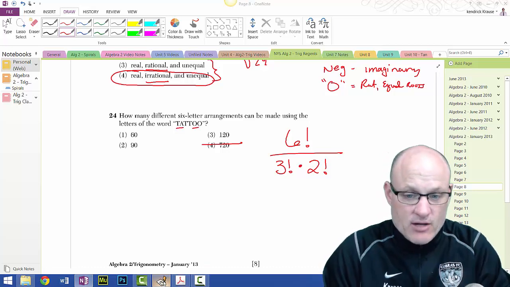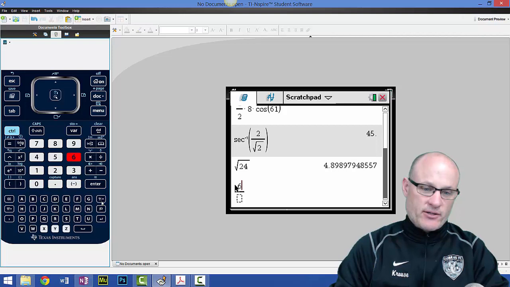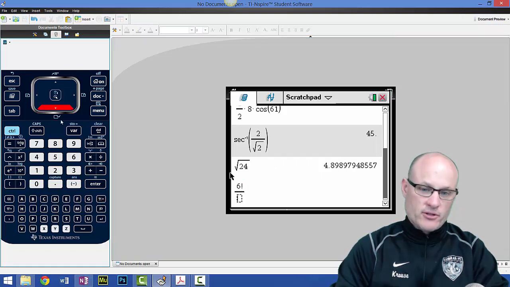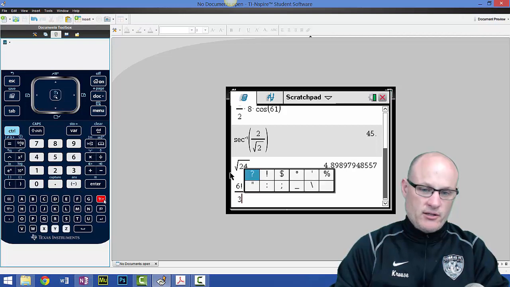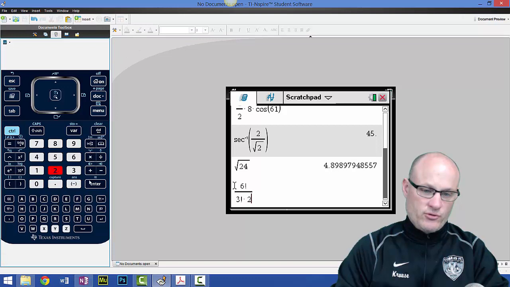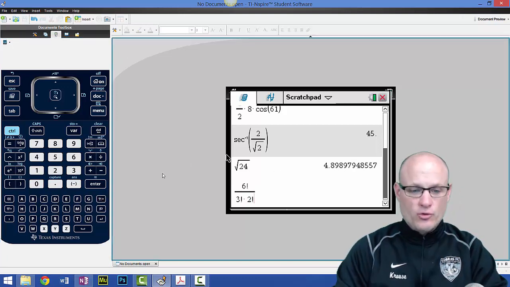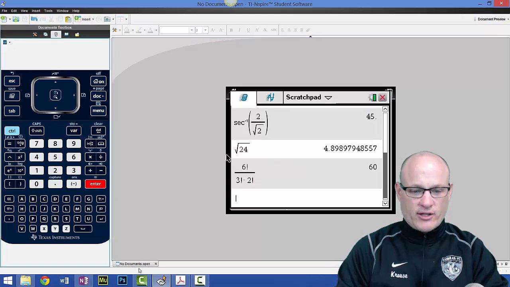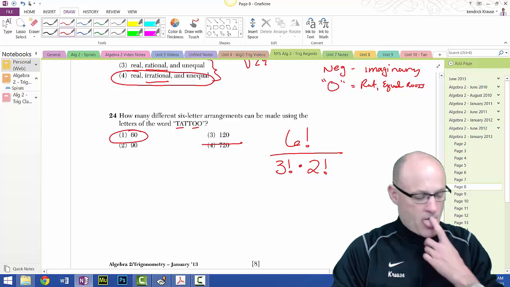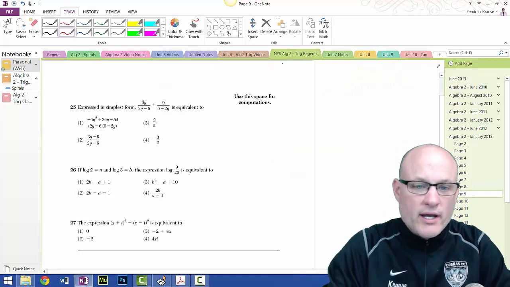So come over to the calculator, I do 6, come down here, this is where your factorial button is, that's the easiest way to get to it. Factorial over 3 factorial times 2 factorial. I didn't really need to put in 2 factorial because 2 factorial is just 2. Enter, and you get 60, and there's your answer. 60 is the right answer. Got 3 left on this video, and then we're okay.